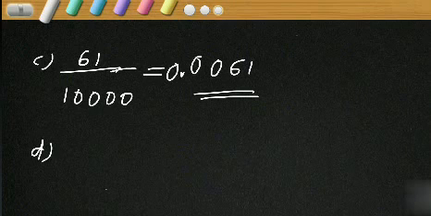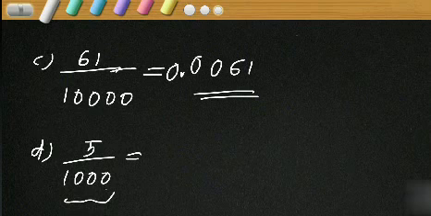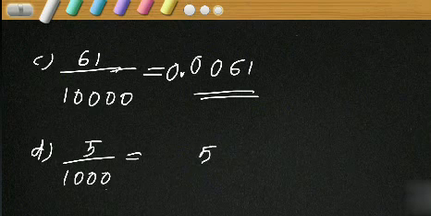Now write down D. 5 by 1000. What is the answer of 5 by 1000? How many decimal places should be there in the answer? Yes, there should be 3 decimal places. Why? In the denominator there are 3 zeros. So in the answer there should be 3 decimal places. But we have been given only 1 digit here. Out of 3, 1 only is there with us.